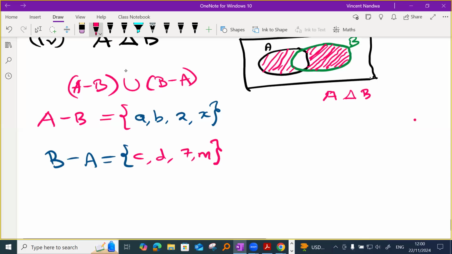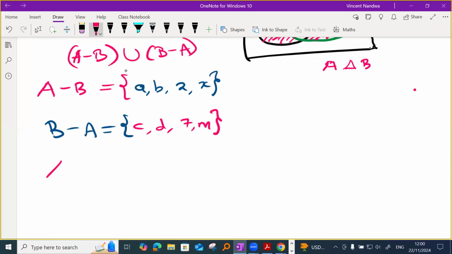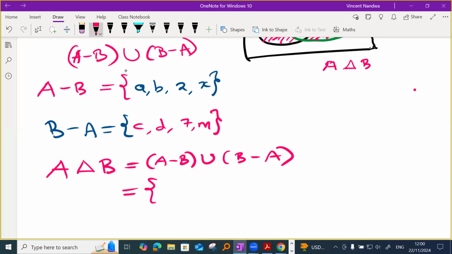So then I will say the symmetric difference of A and B is given by A minus B, then union B minus A. The elements of A minus B are a, b, 2, x. The elements of B minus A are c, d, 7, and m. So that's what we'll have.